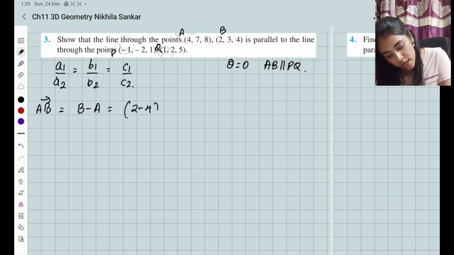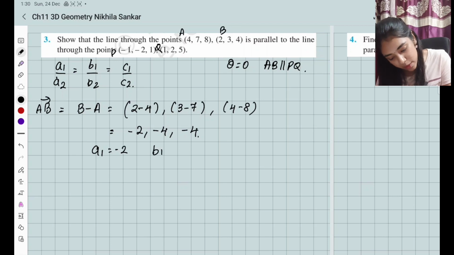So this is going to be 2 minus 4, 3 minus 7, 4 minus 8. So this is going to be minus 2, minus 4, minus 4. So A1 equals minus 2, B1 equals minus 4 and C1 equals minus 4.